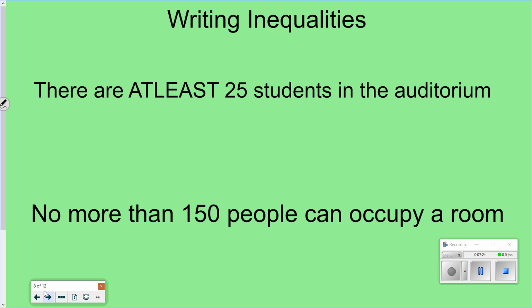The next part today is writing inequalities. So again, you're actually translating it. You're figuring out what this would look like. Okay, so this is: there are at least 25 students in the auditorium. So first thing you need to do is find a keyword. I even have my keyword in capital letters for you, which is pretty nice of me.